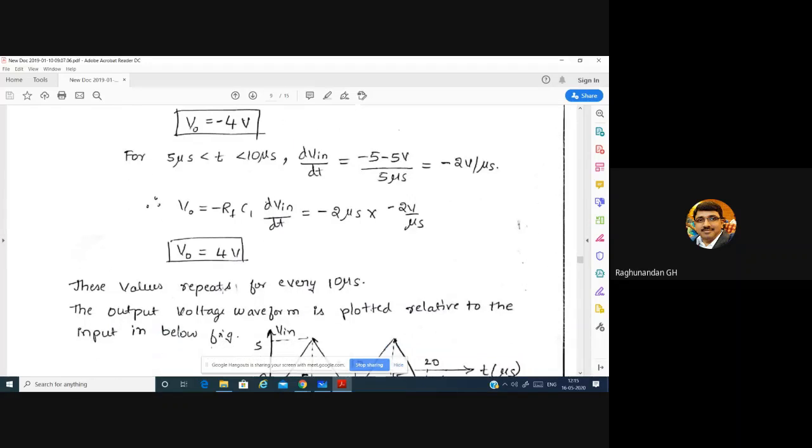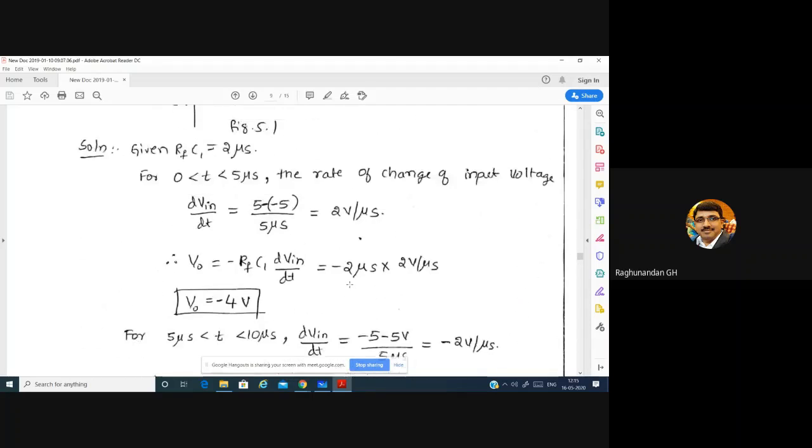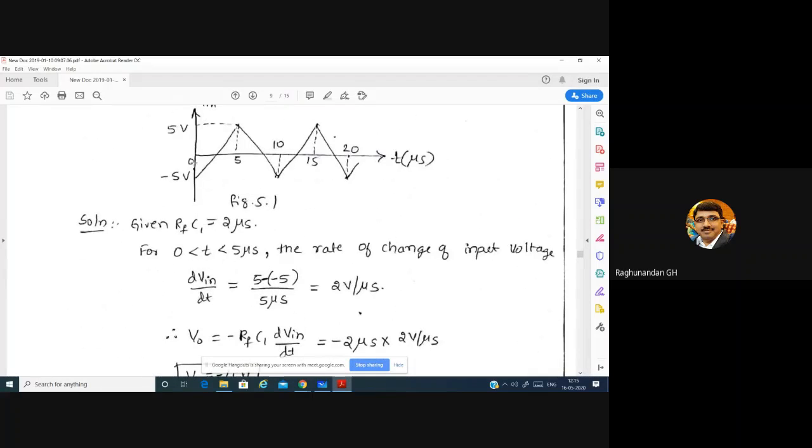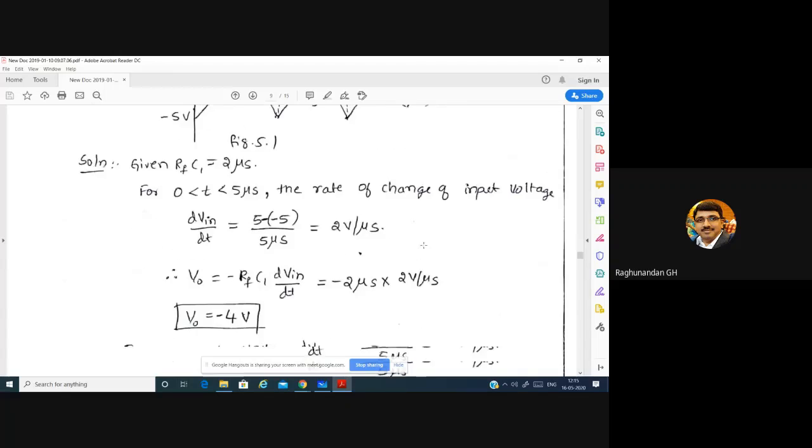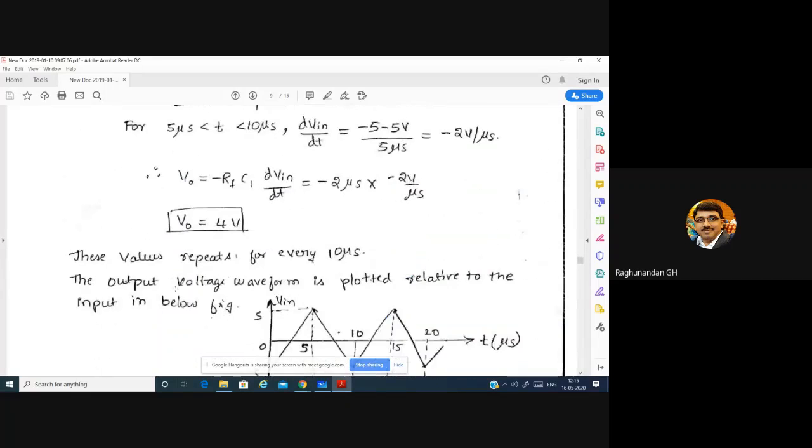So these values repeat for every 10 microsecond, since the time duration is constant: 5, 10, 15, 20. So this is repeating. It's a triangular wave with sustained oscillation. They are sustainedly oscillating, so their variation will be constant. Since their variation is constant, these values are going to repeat for every 10 microseconds.